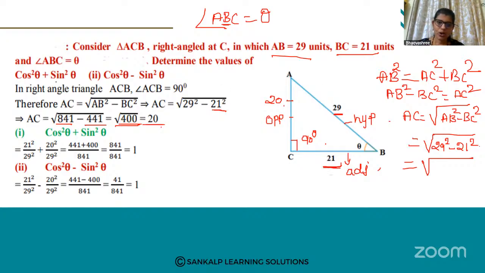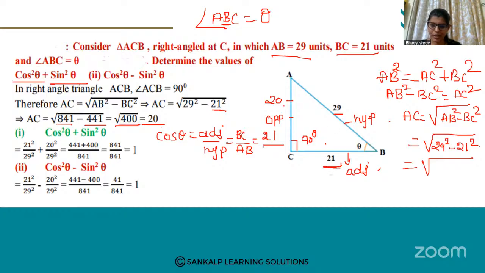First, what they have asked, cos square theta plus sin square theta. Cos square theta plus sin square theta means, what is cos theta? Cos theta is adjacent divided by hypotenuse. Yes, dear children, here adjacent side is BC divided by hypotenuse is AB. BC is 21 divided by AB value is 29. Right? This is the value of cos theta. But what we want is cos square theta, right? Therefore, 21 square divided by 29 square.